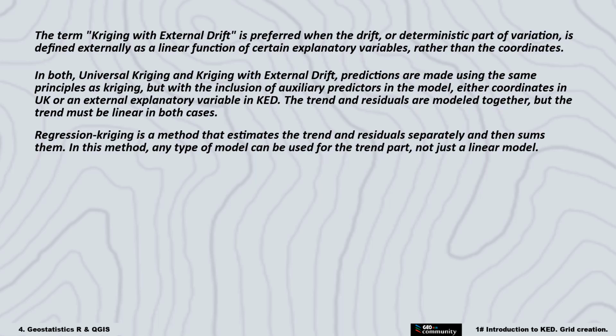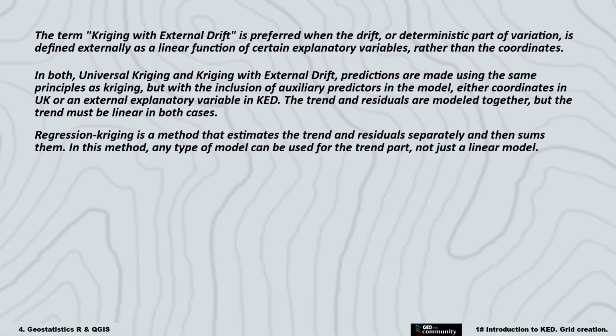Then it makes the model more flexible, that can be adapted better to our data set. However, in this case, the disadvantage is that the process is going to be more complex, because on one hand we have to deal with the trend surface, and on the other hand we have to deal with the residuals. And when we are using universal kriging and kriging with external drift, we are doing all the process in just one step.